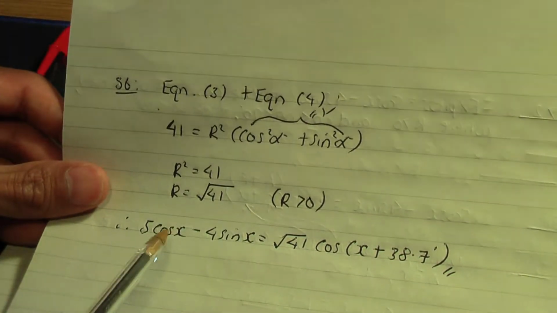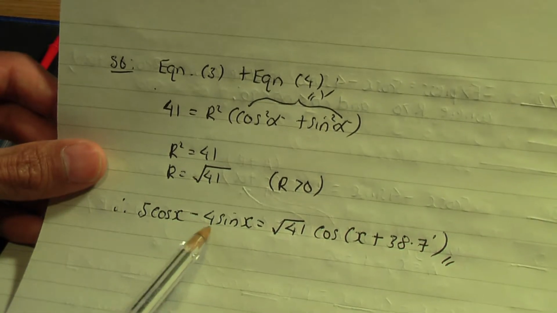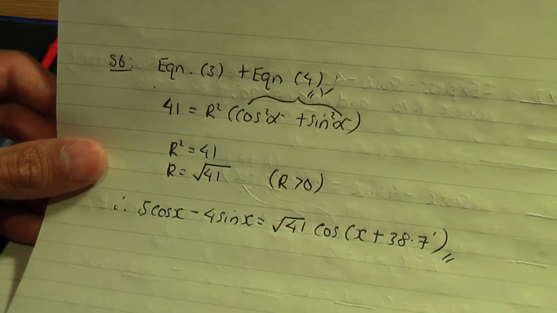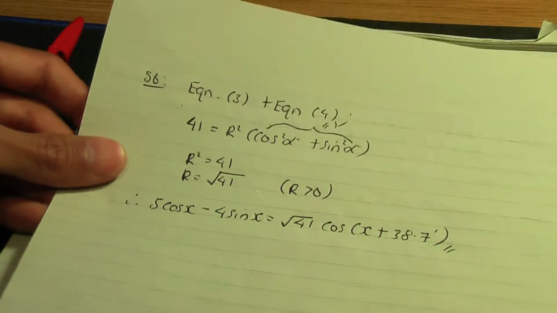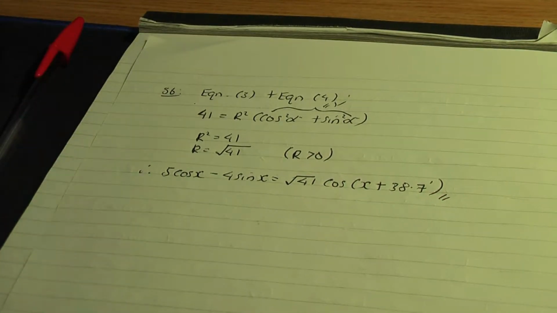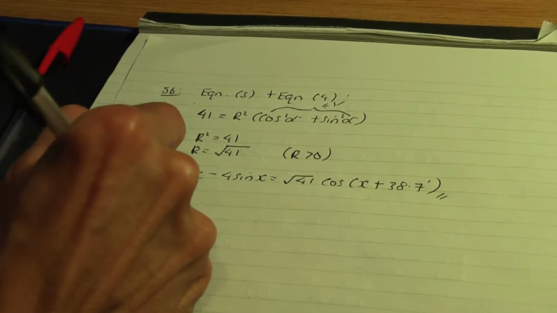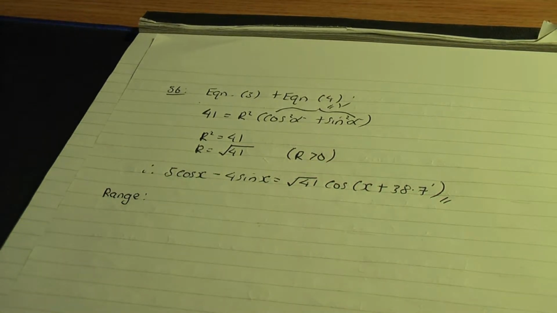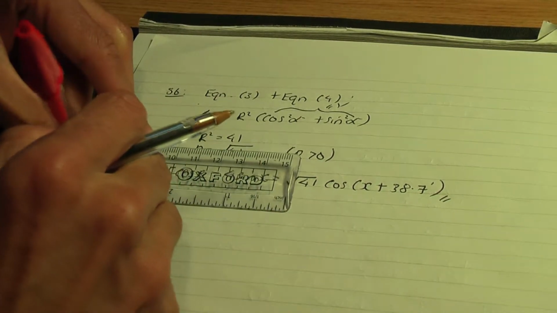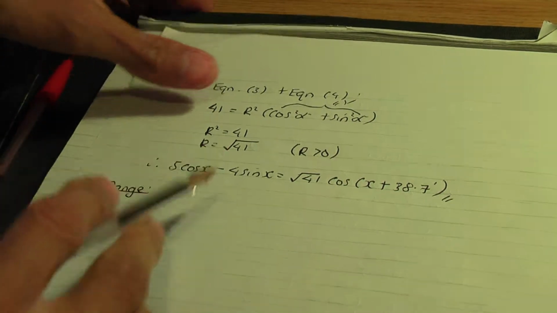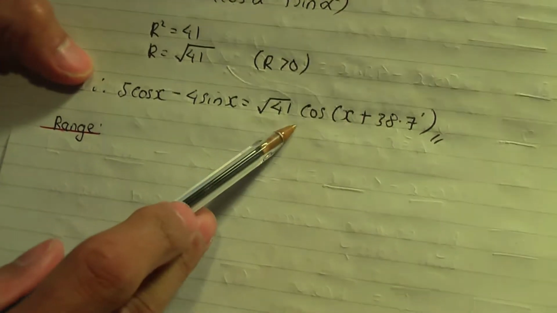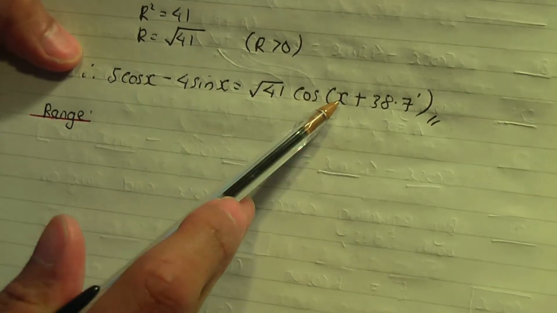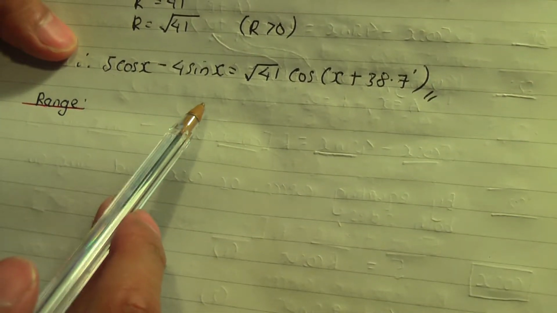Just to continue with this example, 5 cos x minus 4 sin x, we wrote that as root 41 cos of (x plus 38.7 degrees). So let me show you how to find the range. Let me take a red pen. We wrote this in terms of cos, as root 41 cos(x plus 38.7 degrees).